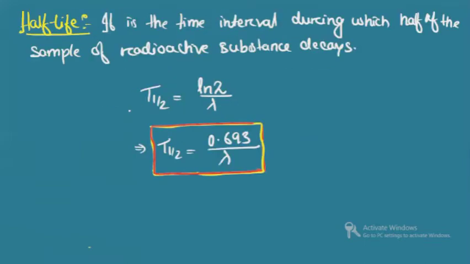Next you see what is half life. Half life is the time interval during which half of the sample of radioactive substance decays. Half of the sample of the radioactive substance decays in that particular time interval, which is said to be the half life. So t half is equal to ln2 by lambda, and it can be further written as 0.693 by lambda. Lambda, I have already said, is the radioactive decay constant. All right.